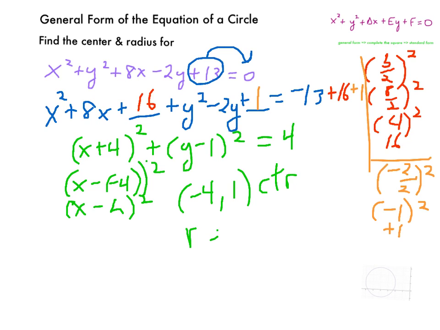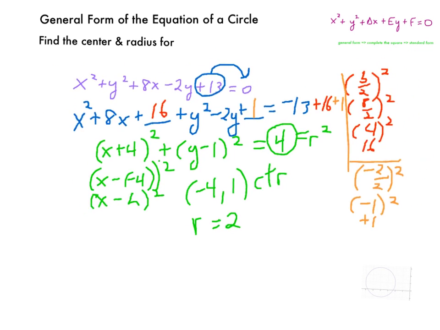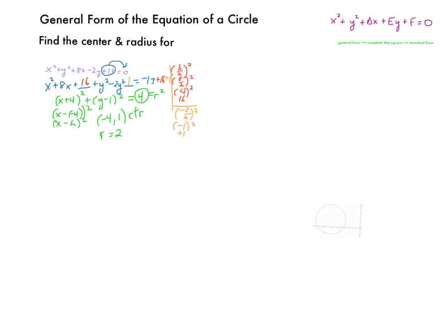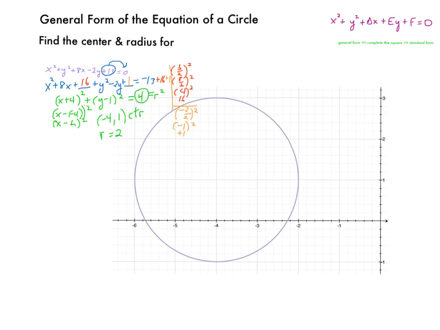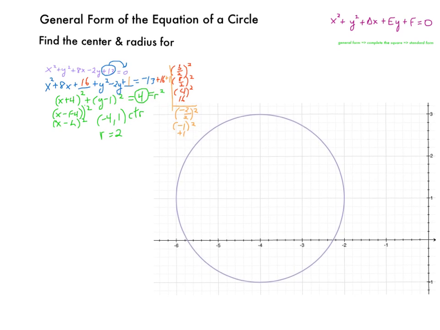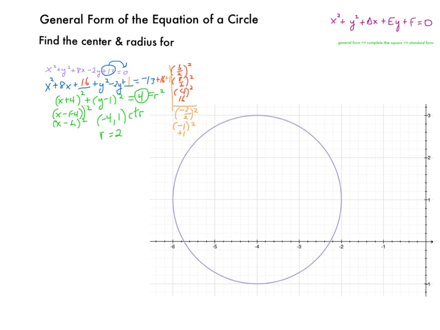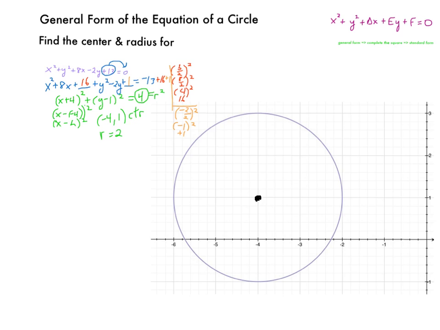The radius, don't forget it's not 4, it's 2, because this value right here equals r squared, not r. So when you square root it, you get 2. Let's make this a little bit smaller, and look at this right here. Let's graph it. So our center is negative 4, 1. Right around there. And our radius is 2.